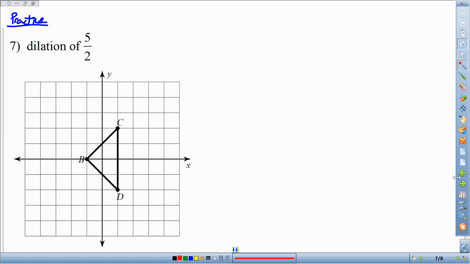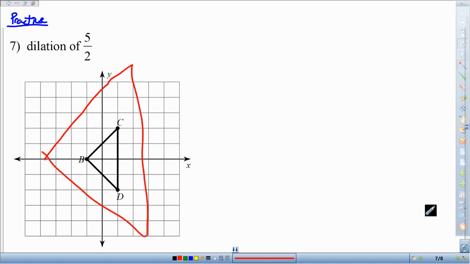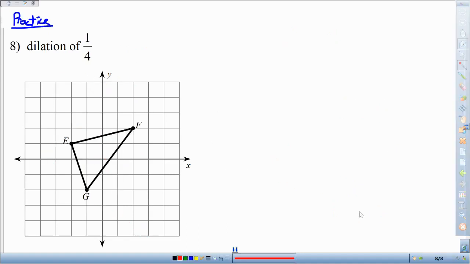All right, so again, I'm going to have you guys do this on your own, but we should expect an enlargement here. This is 2.5. So we should expect you probably got something that looked like this. All right, go ahead and try out, oh, sorry. Go ahead and try out number 8 on your own. Do a dilation of 1/4. All right, so again, we should expect a reduction here when you're multiplying it. I'm just eyeballing it. It might not be exactly like what I'm saying, but you probably got a shape that looks something like that, maybe.